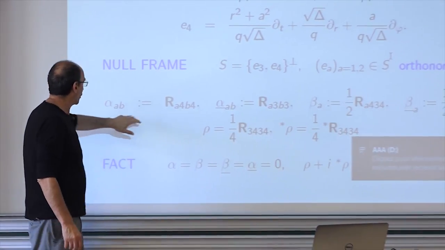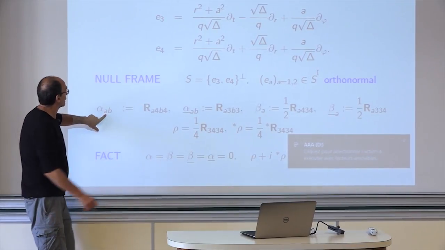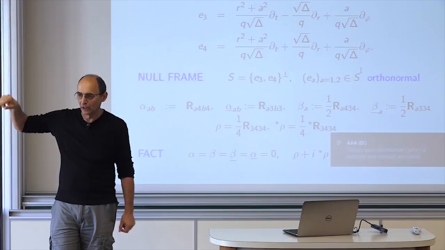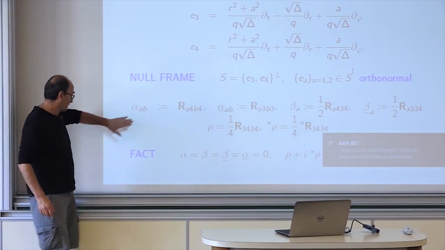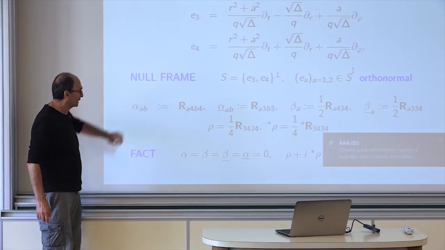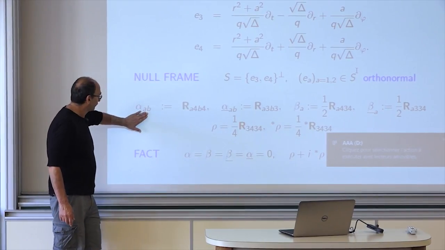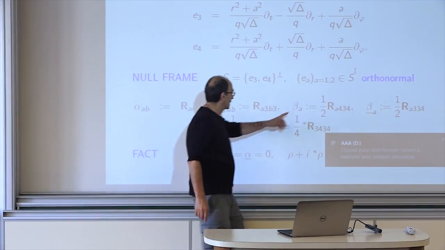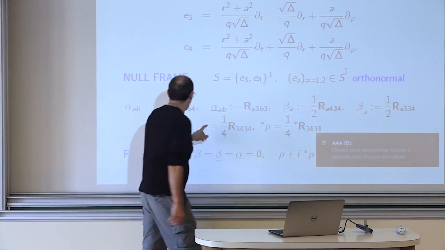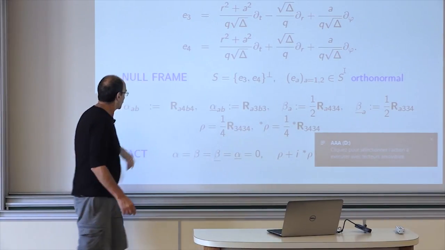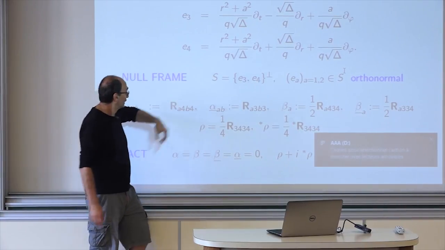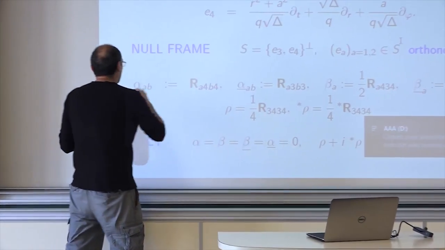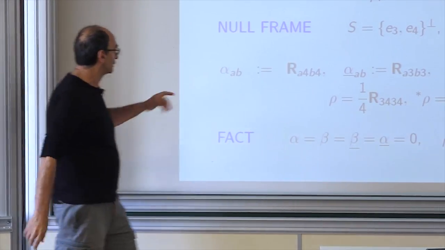So if you calculate components of R relative to this frame, R has four places, so I take R of E_A, E_4, E_B, E_4, and I get what is called alpha. Please remember, I'll talk many times about these components. They play an important role in stability also. Then alpha bar is obtained by interchanging 4 with 3. Then you have the other components, beta, beta bar, rho, and rho star. Because of the trace condition you get two components here, so it's 4, 6, 8, and 2 more, so you get 10 components. This is called the null decomposition of the curvature relative to this frame.